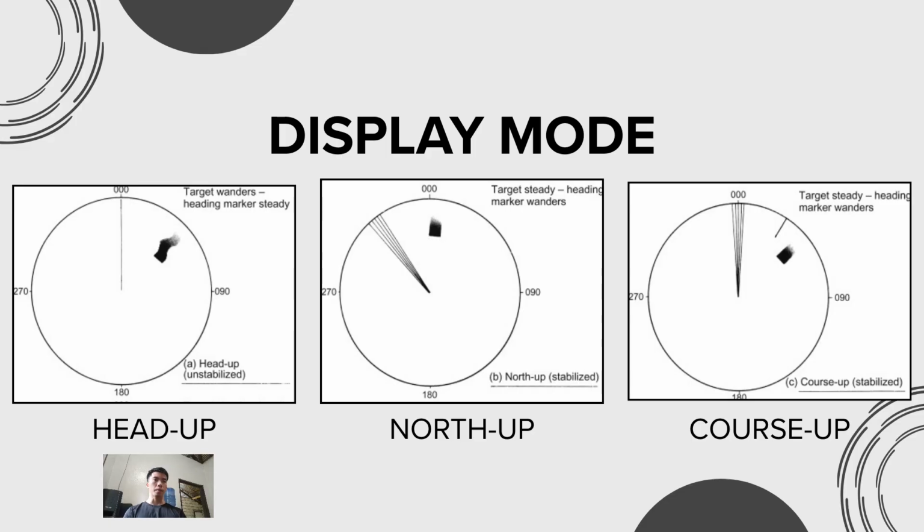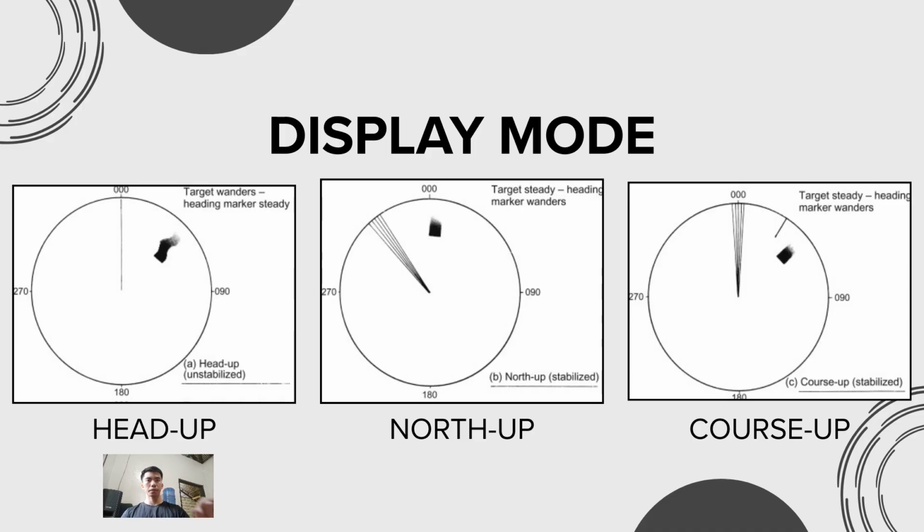Lastly is the course up. Here the target is steady and the heading marker wanders. The course up is where the chart is oriented to the vessel's course. This flexibility of the modes helps the navigator maintain situational awareness. The system also automatically redraws and scrolls the chart in real time as the vessel moves, ensuring the ship's position remains visible on the display. So that's the significance of display mode.